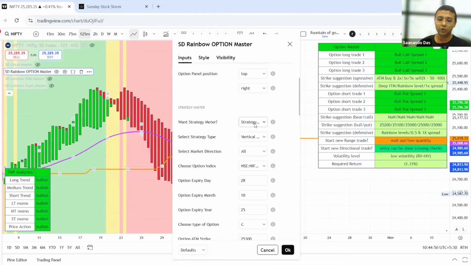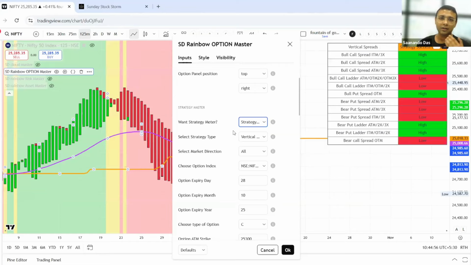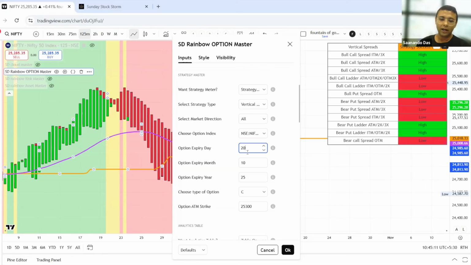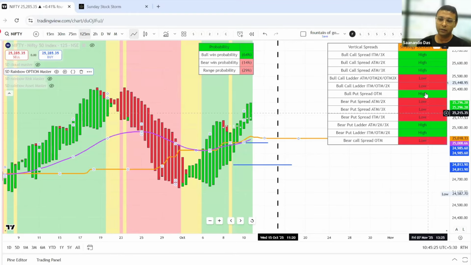Now what I will do, I will switch on the strategy meter to see what the direction is, what the clear picture is coming out of the direct option reading, not a reading on the Nifty chart, directly coming from the option market. I have set the expiry day to 20th October 2025. At the money strike is taken as 25,300 because the market is close to that. And these are the trades which have higher probability of success at the moment.